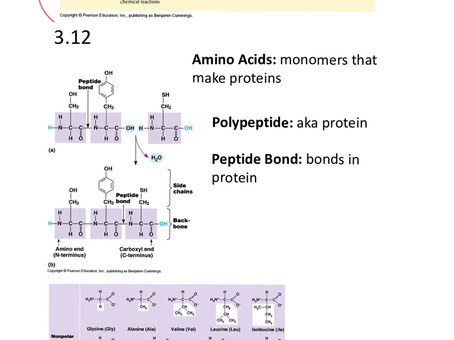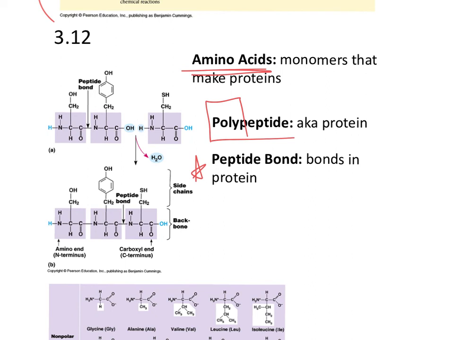Proteins are also polymers. Carbohydrates, lipids, and proteins are all polymers. Proteins are made of repeating units called amino acids. We looked at those a little bit when we were studying evolution, and we said that organisms that have similar amino acids are probably related in terms of evolution, indicating that their DNA is somewhat similar. Another word for a protein is a polypeptide, poly meaning many, peptide referring to the bond that's in a protein.